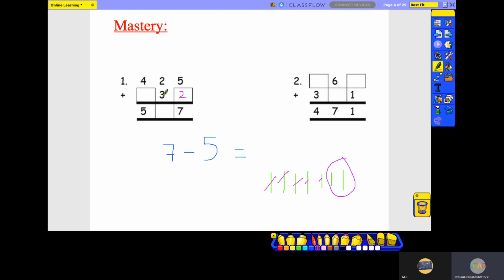Now the next one's pretty straightforward. 2 add 3 is 5. And then finally, for those that can do it mentally, 4 add a number makes 5, which is 1.